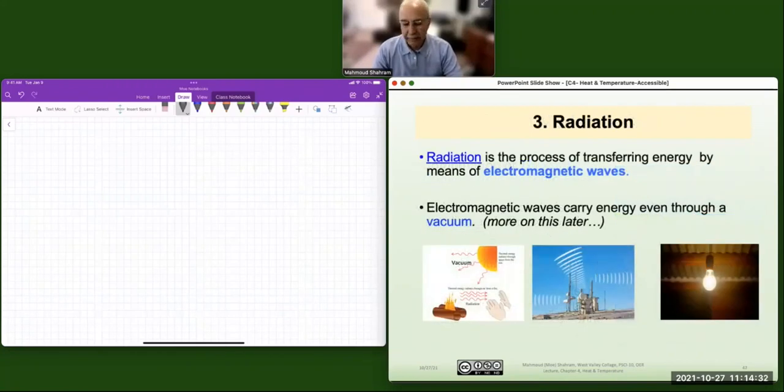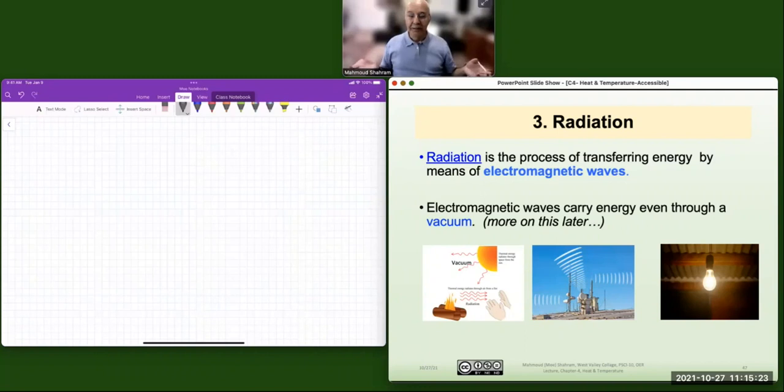The third mechanism for the transfer of heat is radiation. Radiation is transferring energy by means of electromagnetic waves. You know that if you have a lamp, it glows, right? But it gets hot too. It radiates light. What is light? We will see that light is nothing but electromagnetic wave. We will talk about a whole chapter about that.